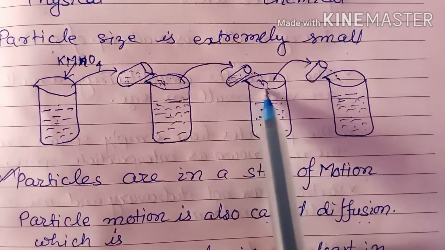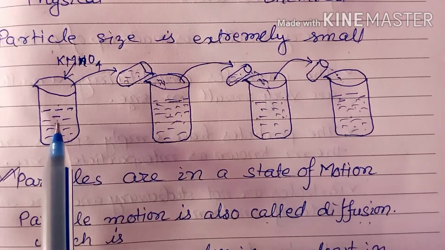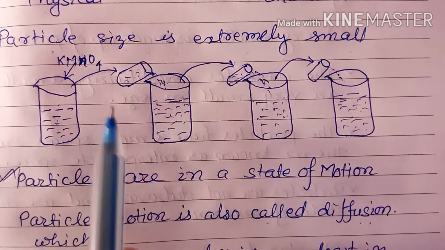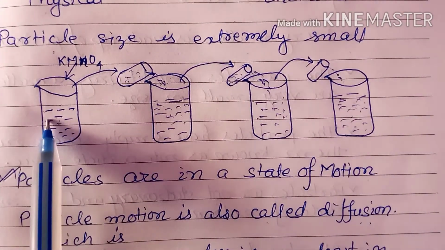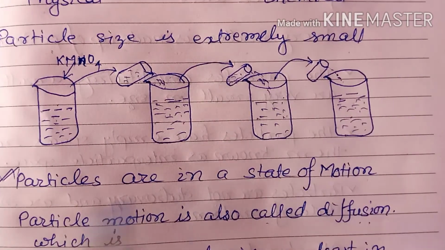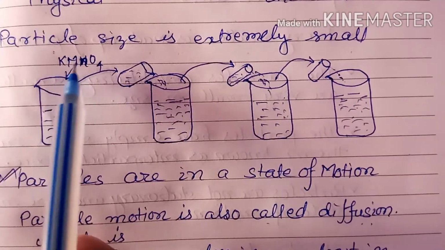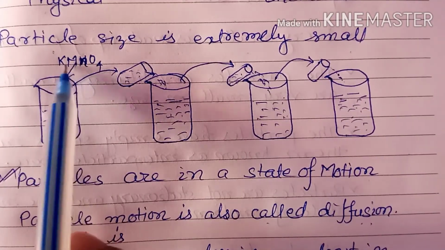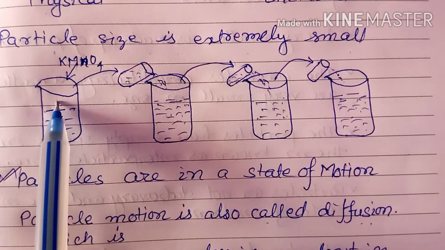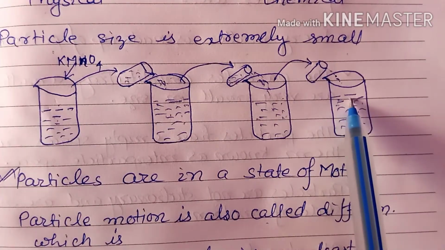Then a little amount of this solution will be taken into the third, and in the same way into the fourth. So what we will find is the color is becoming fainter and fainter. But it does not lose its color, still the purple color persists in the last beaker also. So this indicates that although the amount of KMnO4 was very little, it still contained a lot of particles, which we have found in the last beaker also.